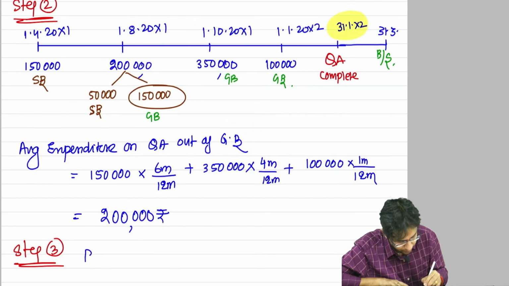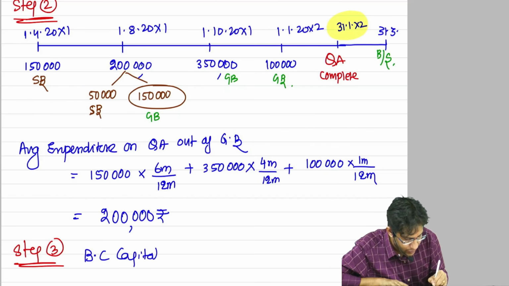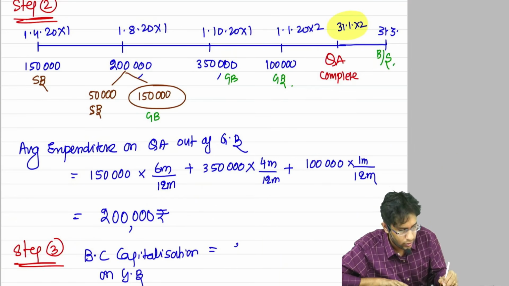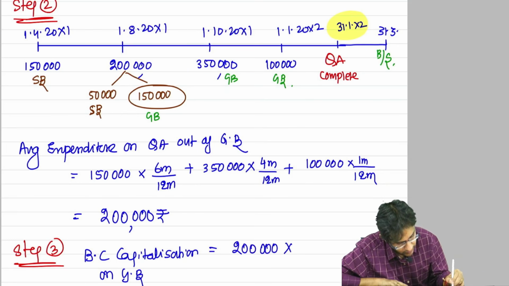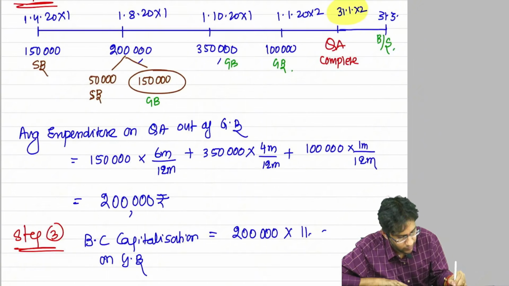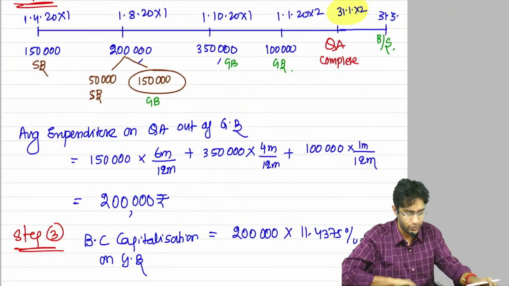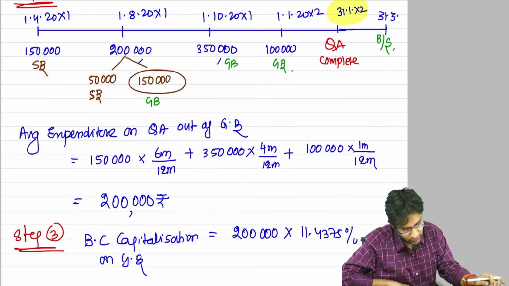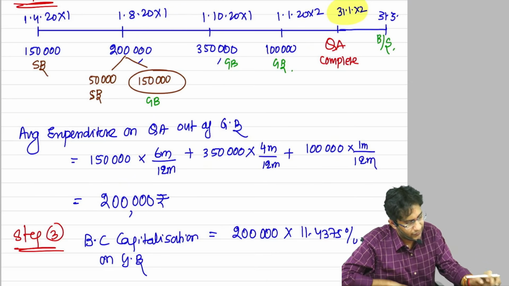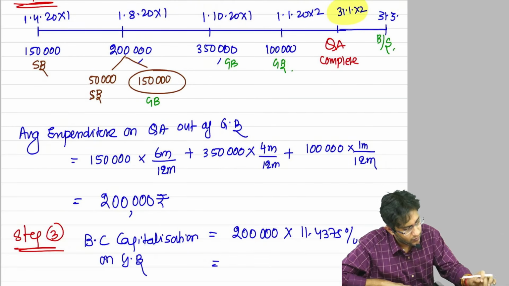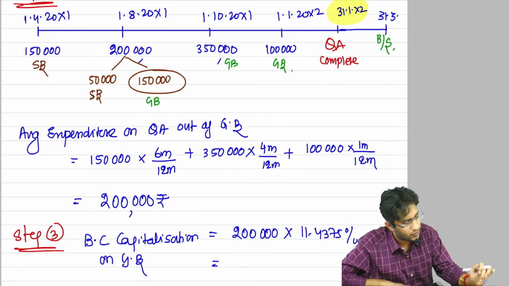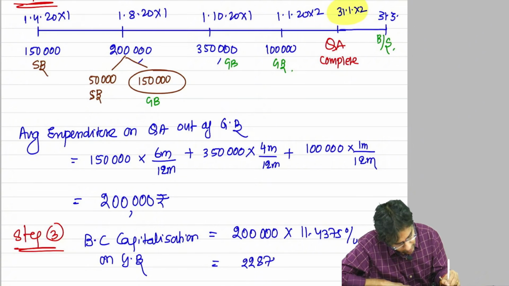Step number 3, borrowing cost capitalization. You're not getting 2 lakhs? Check once. You should get it ideally. Number is also round only. Of course, no conclusive evidence, but anyway, try again. 75,000. 3,50,000 into 4/12. 1 lakh by 12. A perfect correct. 22,870.